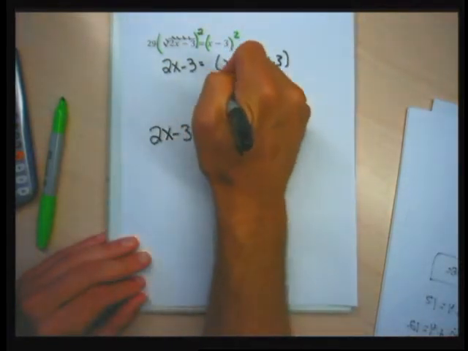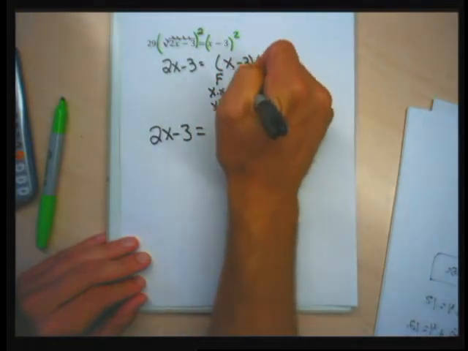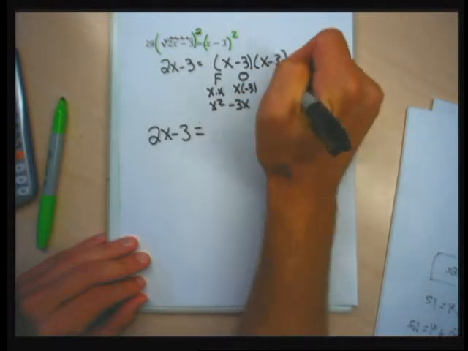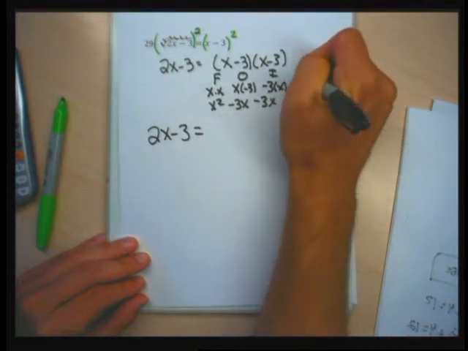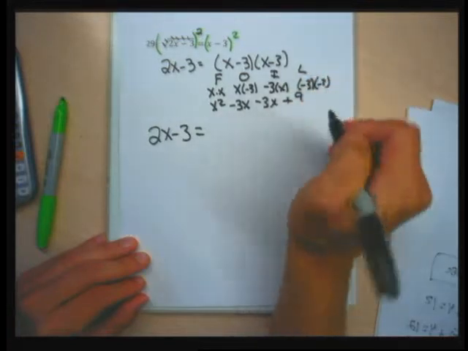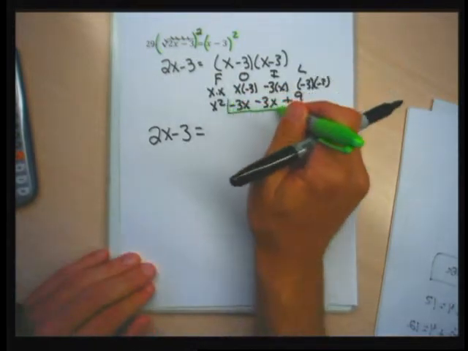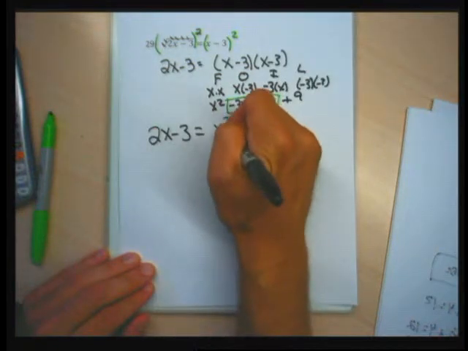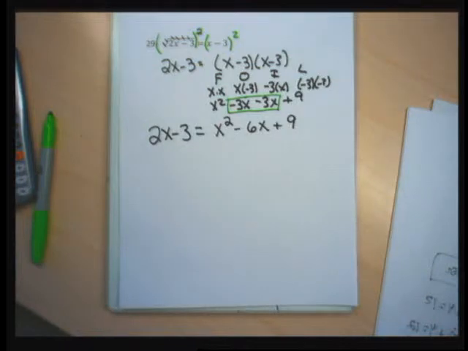I'm going to FOIL. Firsts are x times x, which are x squared. Outers are x times minus 3, which is minus 3x. Inners are minus 3 times x, which is minus 3x. Lasts are minus 3 times minus 3, which is plus 9. So the right-hand side, after I FOIL it, the outers and the inners won't cancel because they have the same signs. They have to have opposite signs to cancel. Since they don't cancel, I'm going to add them and keep them negative.